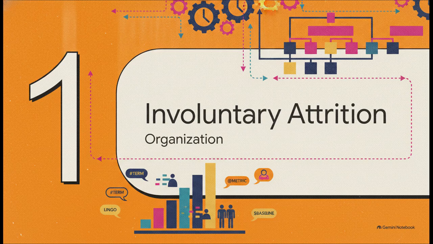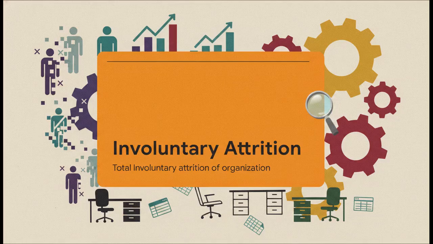Section 1, defining the metric. Here is the term exactly as it appears in our source material: total involuntary attrition. The definition they provide is, well, almost circular in its simplicity. It's just the total involuntary attrition of an organization, right? It's super formal, it's sterile. It's a classic piece of corporate jargon, perfectly designed to be dropped into a spreadsheet or a board deck.